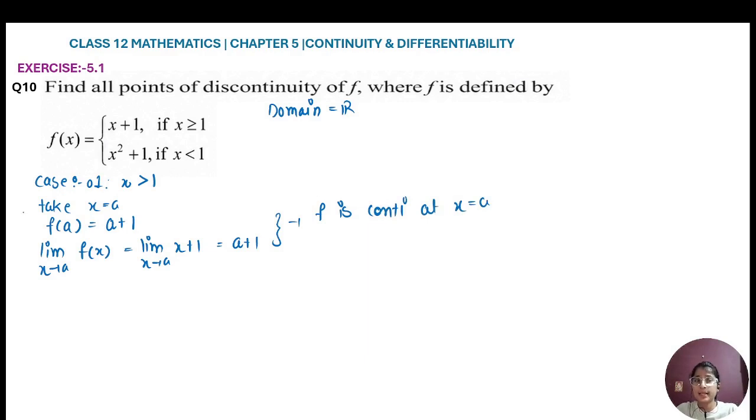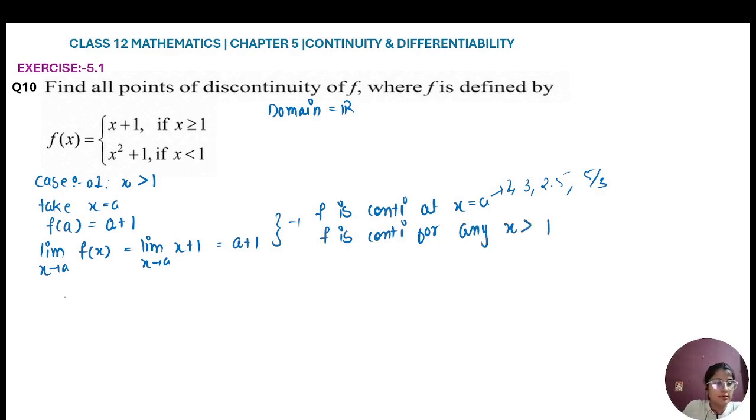Now we have taken an arbitrary a which is greater than 1. This a can be 2, 3, 2.5, 5 by 2, 5 by 3 also, any real number greater than 1, because we started with an arbitrary a, we didn't take any fixed value, but we took the condition that it must be greater than 1. So from here we get that f is continuous for any x greater than 1. Then our case 1 is done.